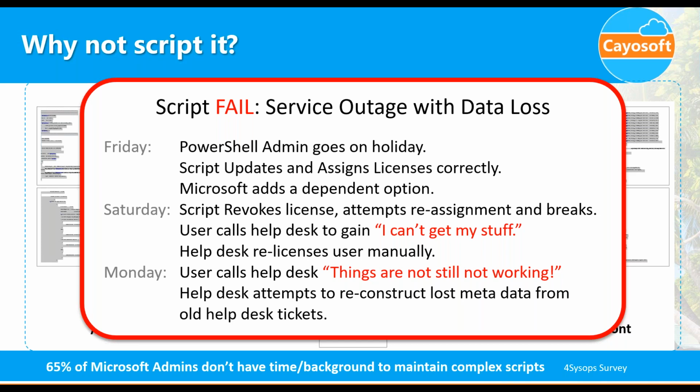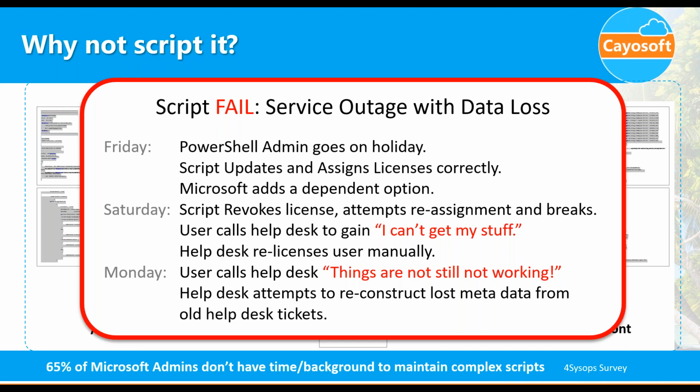That evening, late on Friday, Microsoft adds something to your tenant, a new license or a new option, which has a new dependency applied to it, or they just assign a license and enable it for everybody, and now that has some weird dependency with their existing licenses. So Saturday, that scheduled script runs and tries to do the correct order of operation, which is revoke the existing license and then reapply an updated license.